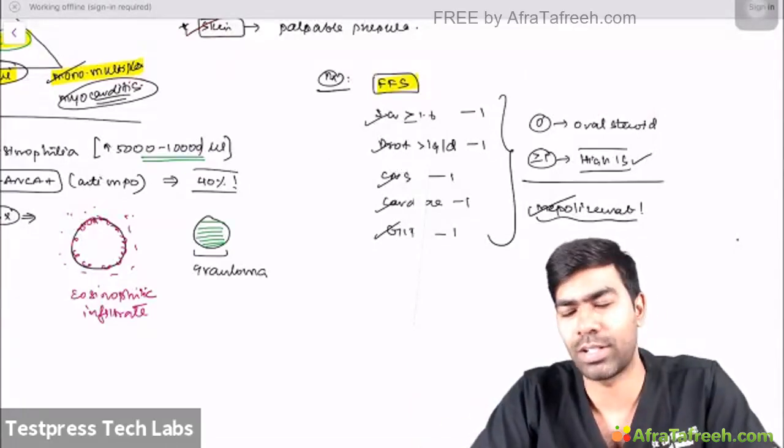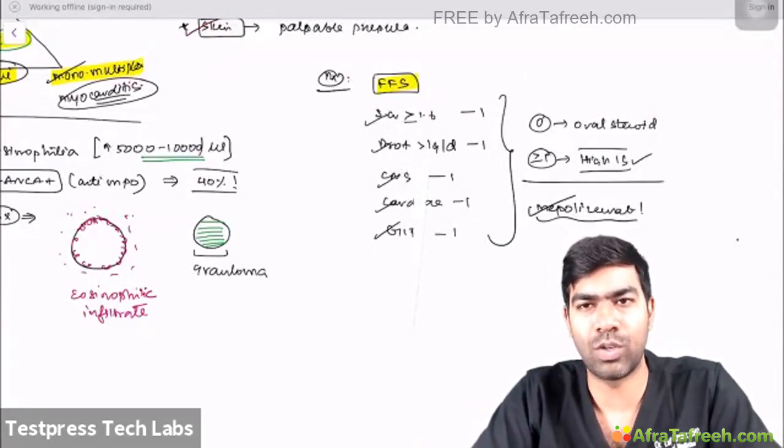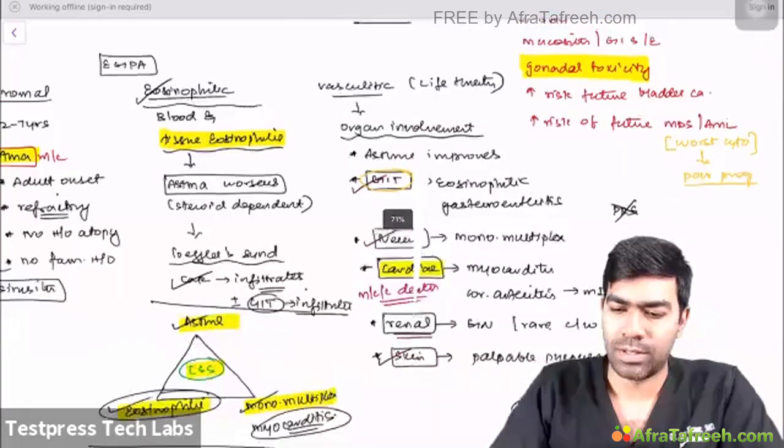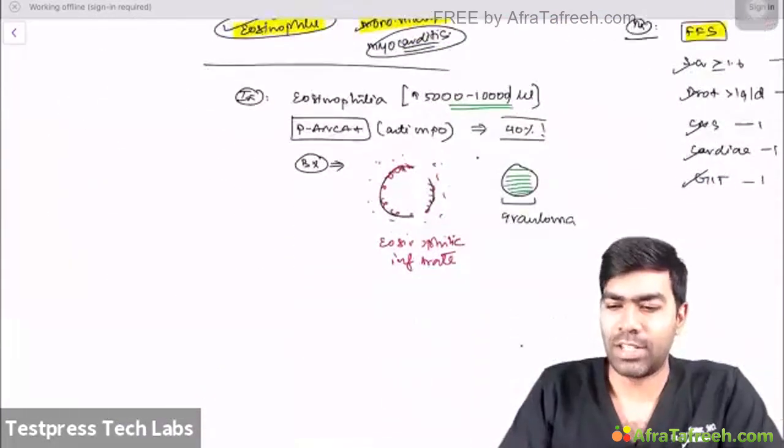No, they are not. They don't trigger it. And currently it has been cleared. You can use Montelukast and other leukotriene receptor antagonists without much problem. Okay, all right. We have completed EGPA.